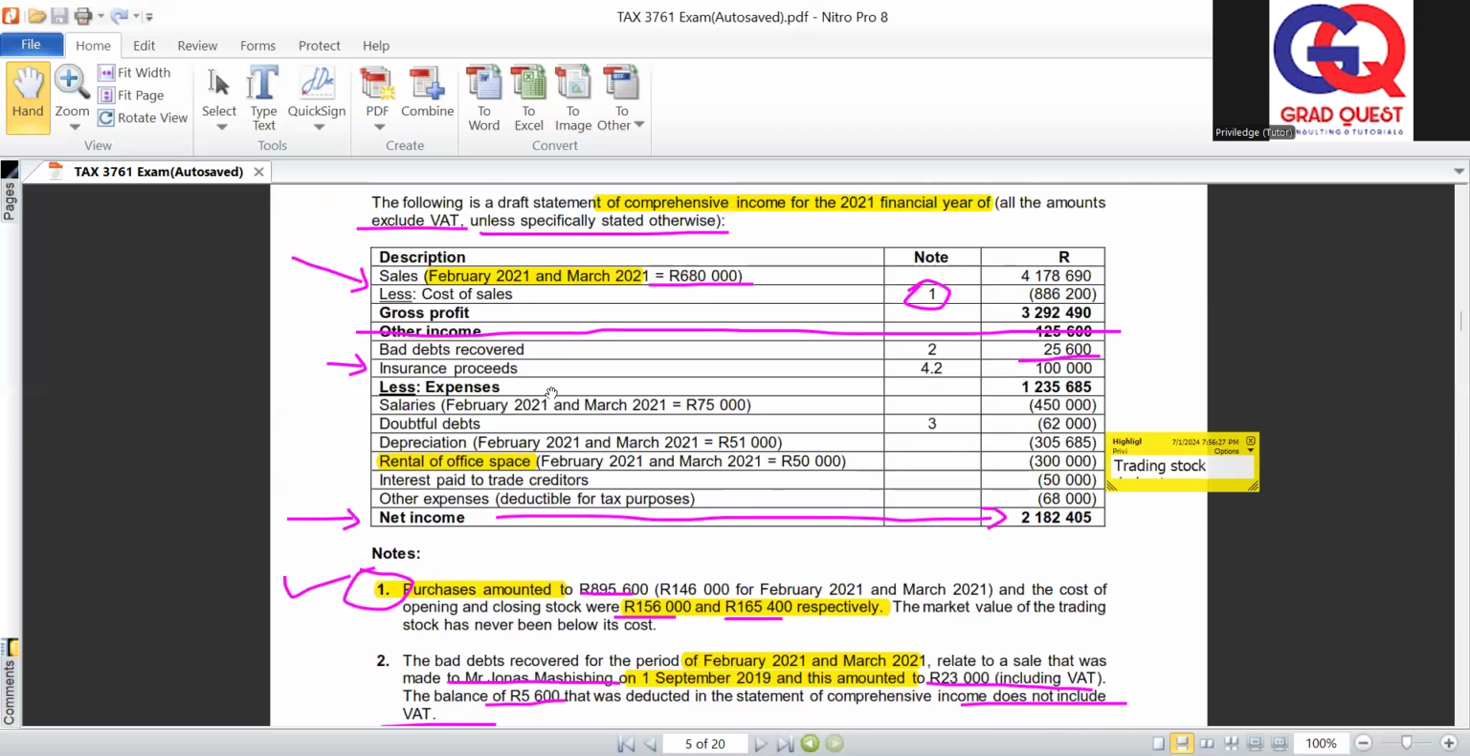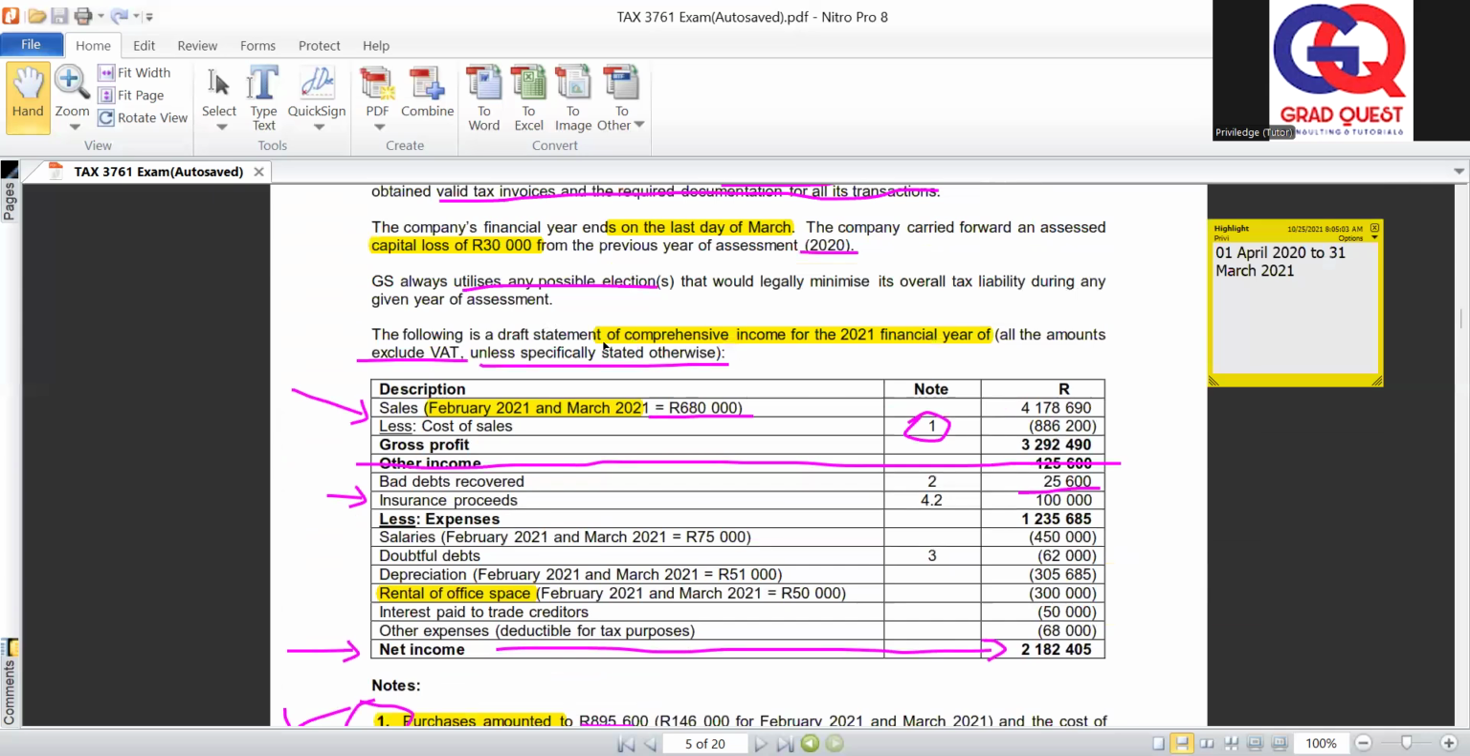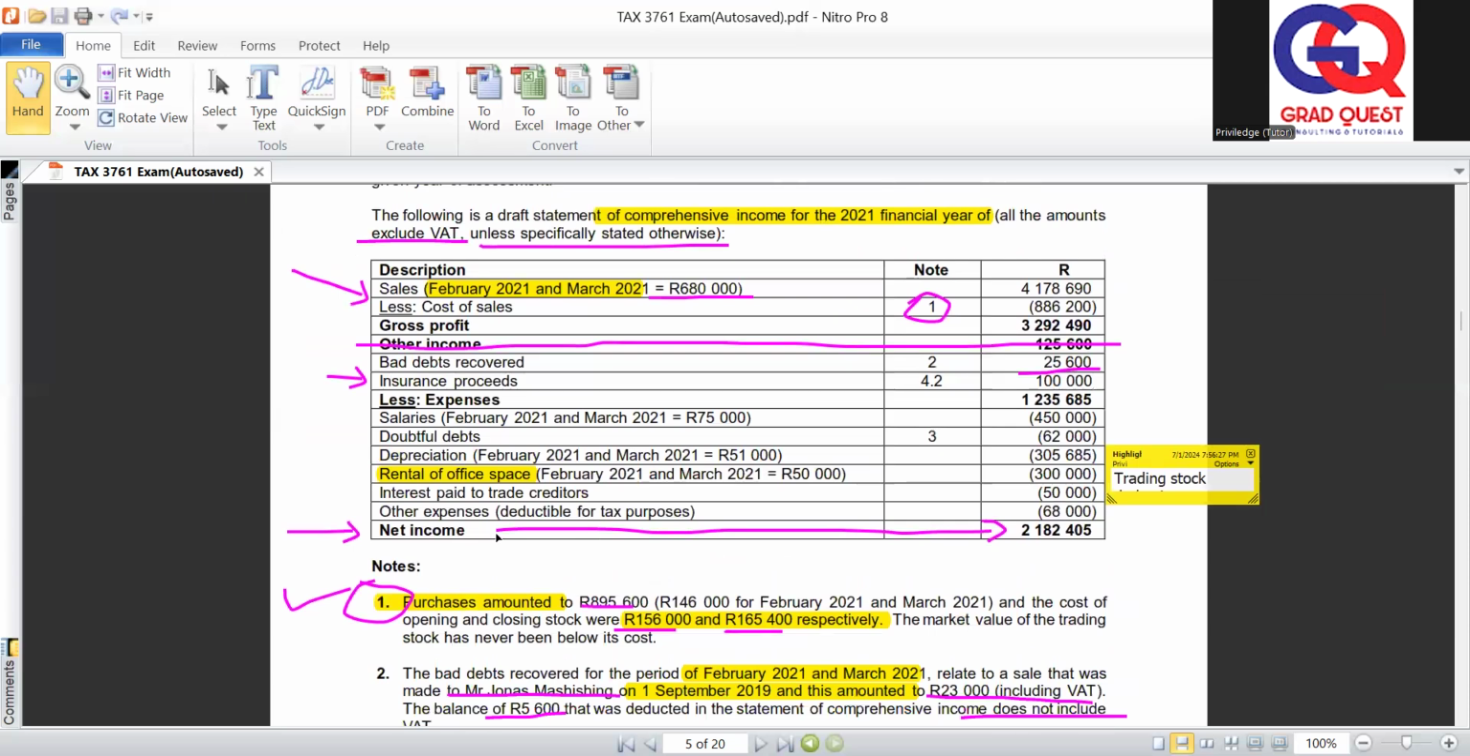So if you go to the info, you were given a draft of the statement of comprehensive income of the taxpayer for the 2021 financial year. And you notice the net income was given right at the bottom. So the instruction was saying, do not begin with this amount, meaning therefore you have to begin with anything else other than net income.